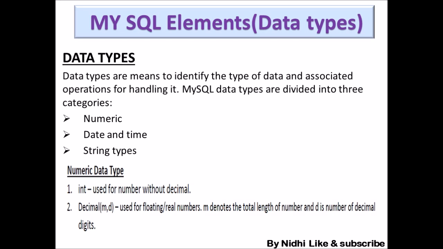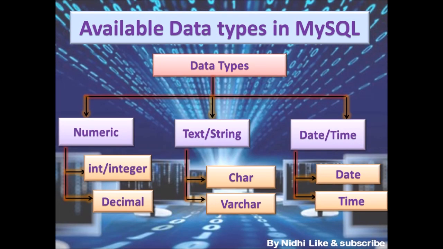See here, this is the categorization of available data types in MySQL. Data types are classified into 3 parts. First, numeric values, that is integer or int, which is further categorized into integer and decimal. Second type is text or strings, that is alphabets. They are also categorized into two parts. One is char, char means character, and second is varchar. It is pronounced as varchar.